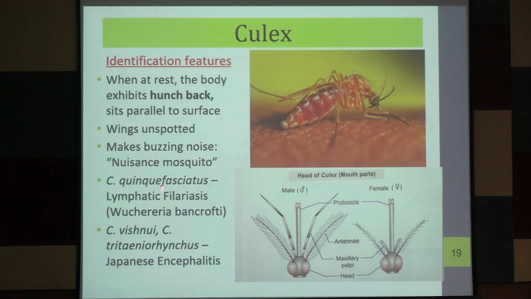And the exact vector of lymphatic filariasis is Culex quinquefasciatus. Another species is Culex vishnui or Culex tritaeniorhynchus, which is for Japanese encephalitis. Please try to remember the exact spelling, because if it is asked in the exam and the spelling is wrong, marks will be deducted. 100% marks will be deducted for wrong spelling.